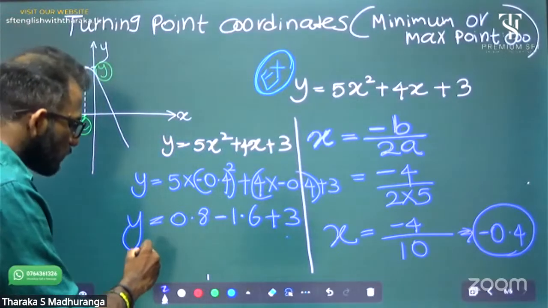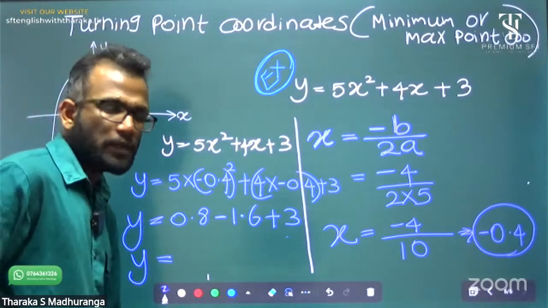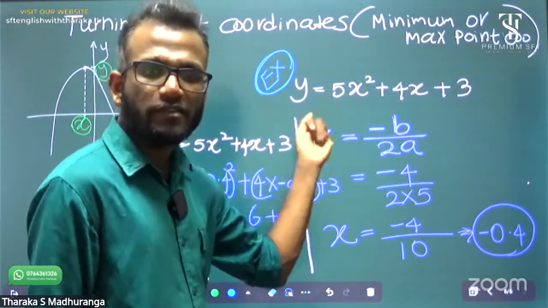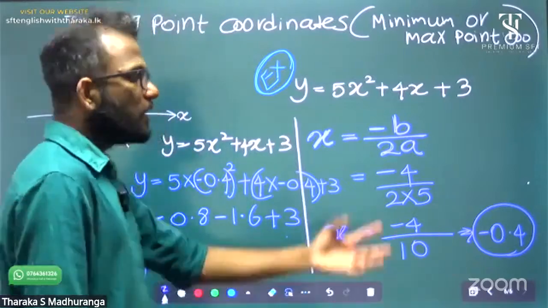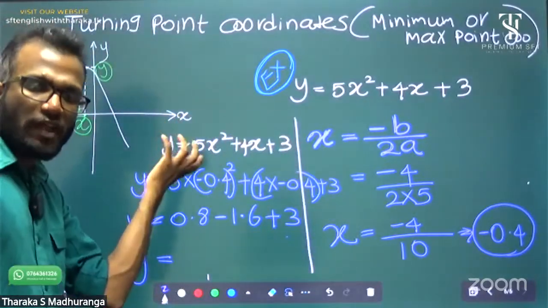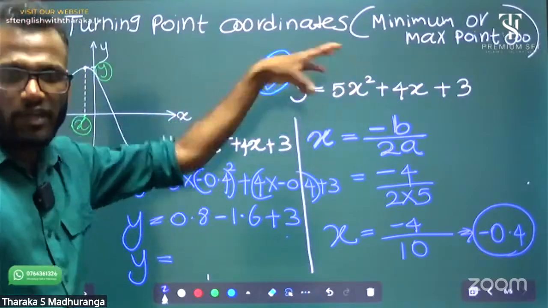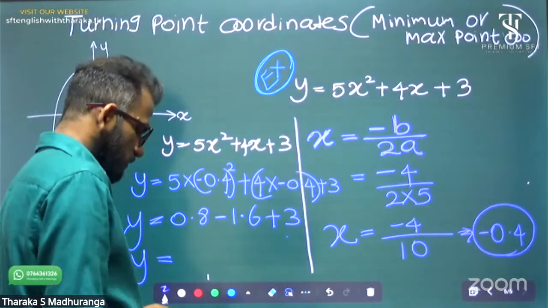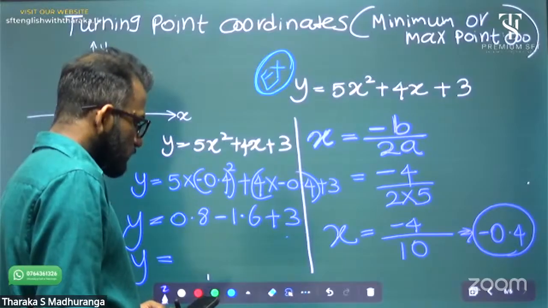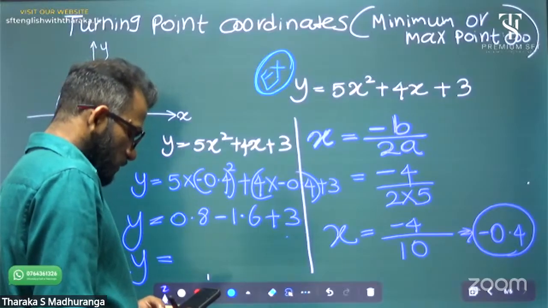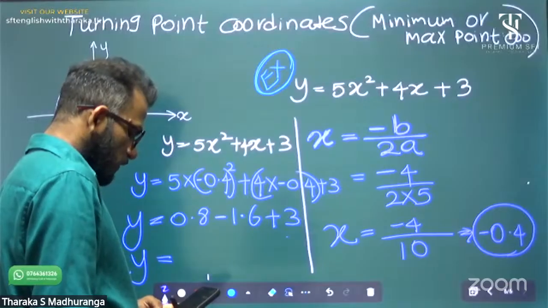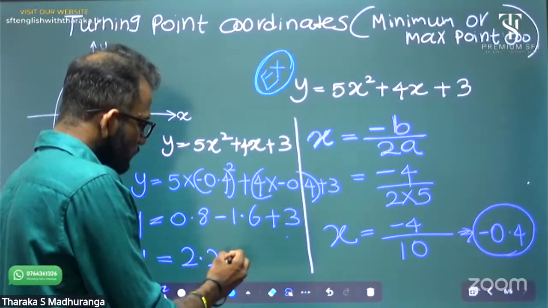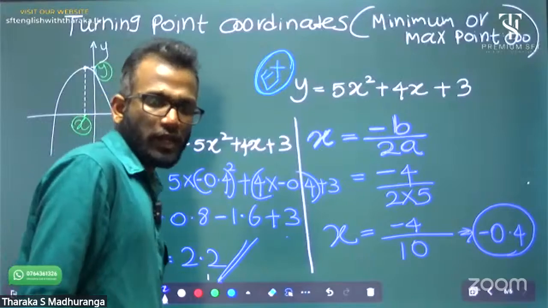Okay, now you can get the y coordinate. Very simple. What I did: I got the x coordinate of the turning point using x equals minus b over 2a. Then I just substitute this x value into our basic, given equation. 0.8 minus 1.6 plus 3. The answer is 2.2. The y coordinate is 2.2.